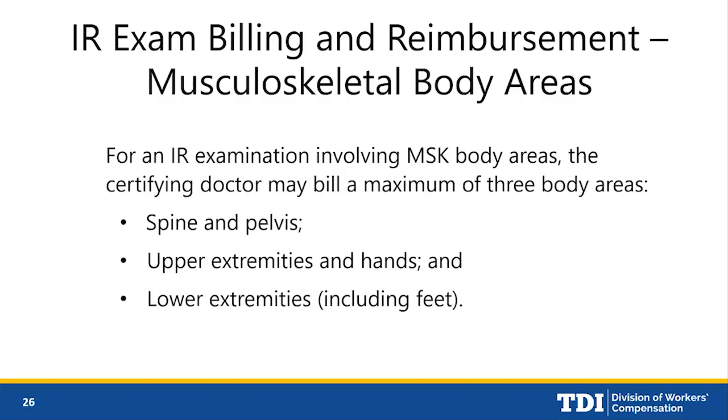So let's talk about billing and reimbursement for musculoskeletal body areas for an impairment rating exam. And MSK is short for musculoskeletal body areas. The certifying doctor may bill a maximum of 3 MSK body areas. So, of course, you have your spine. Spine and pelvis is one area. The upper extremity and the hands is the other. And then the lower extremity and the feet are the third. So, again, that maximum of 3 MSK body areas.